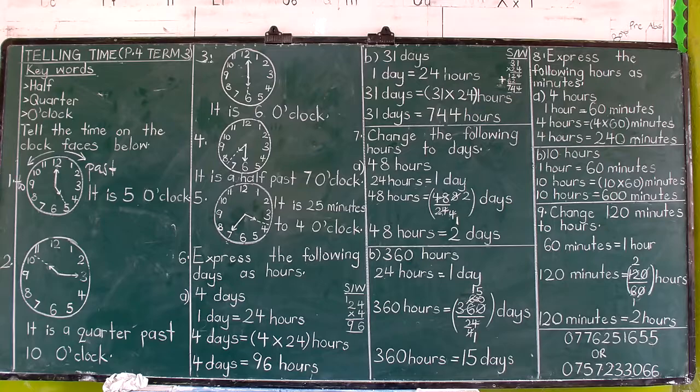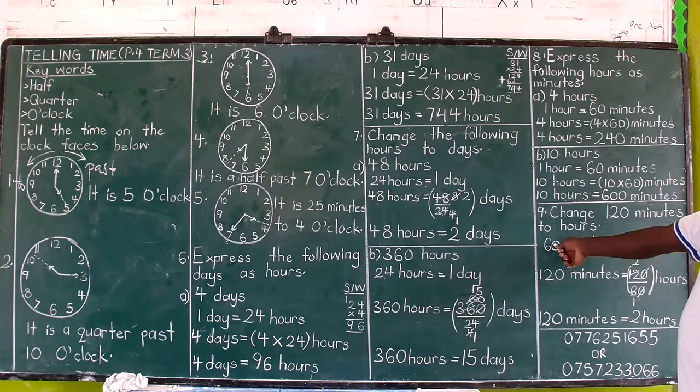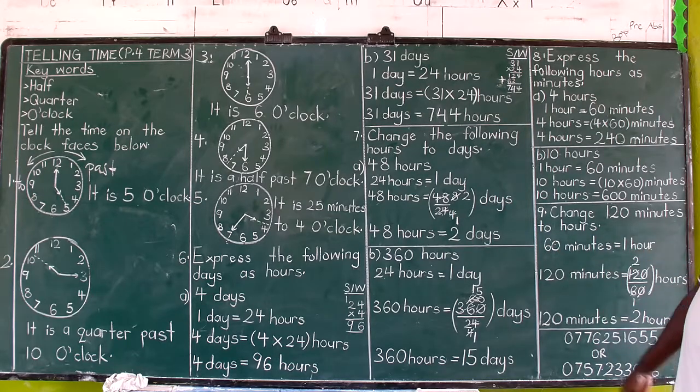What if one is asked to change minutes to hours, like number 9? Example number 9 says change 120 minutes to hours. You state like this: 60 minutes make an hour. What about 120 minutes? You divide 120 by 60, answer in hours. Then you cancel the zeros by 10 by 10. Whenever you cancel zeros, you are actually dividing by 10. 120 divided by 10, you get 12. 60 divided by 10, you get 6.